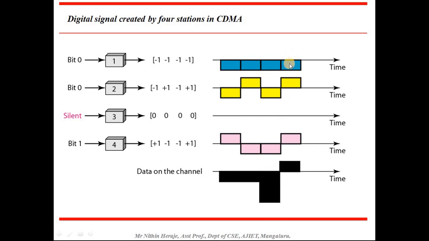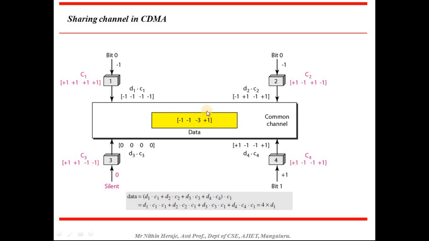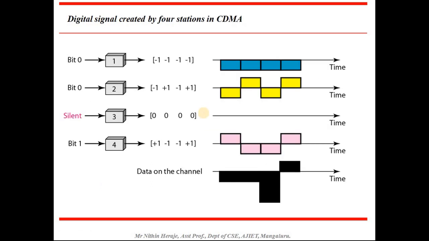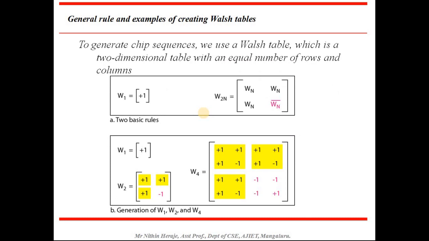And here we have -1 plus 1 is 0 plus 1, again you get it as plus 1. Okay, so this is the data we got: -1, -1, -3 and plus 1, that data to be transferred in the channel. Alright, I hope you understood how we got this.